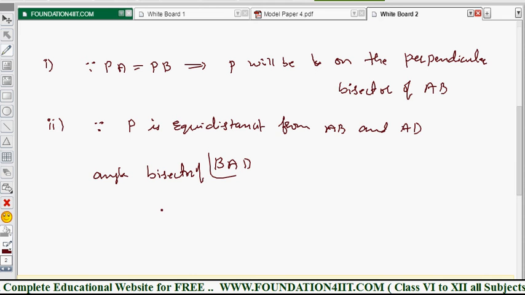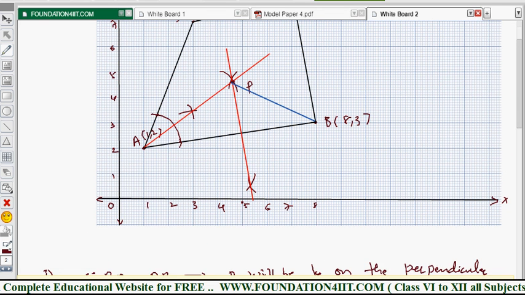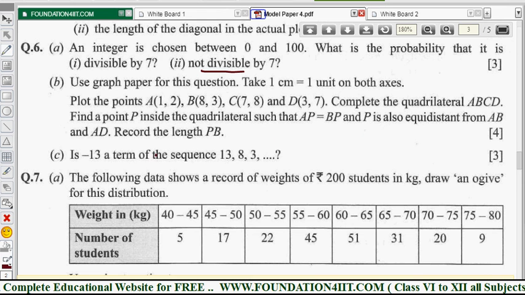Then using the scale, you'll get PB approximately around 4.2 centimeters. So the distance from P to B, that line segment distance, is 4.2. If you use the scale, you can do it accurately. Okay, this way you can construct this and record the length. No need of any formula, just use the scale and you can find the length.